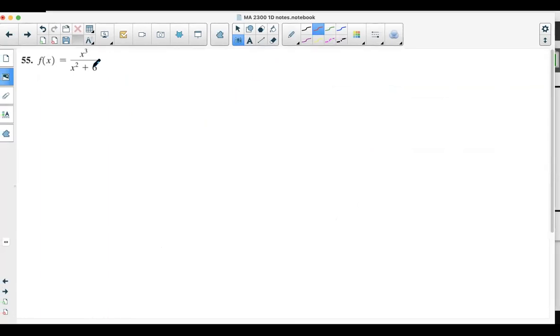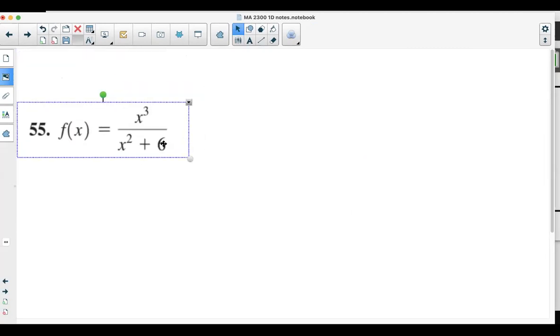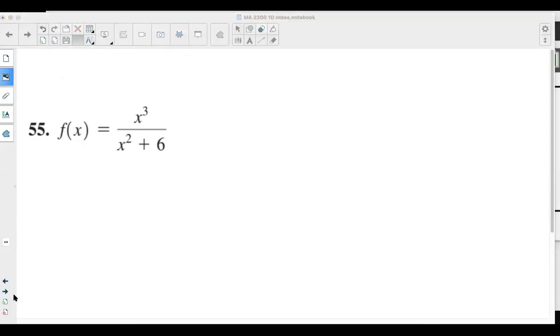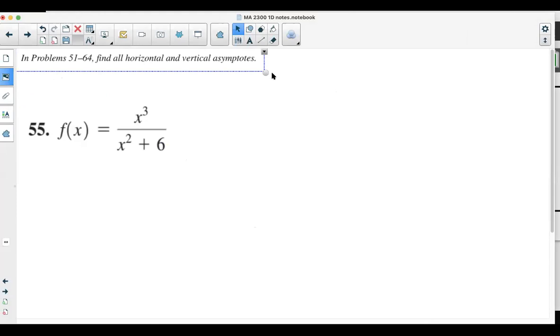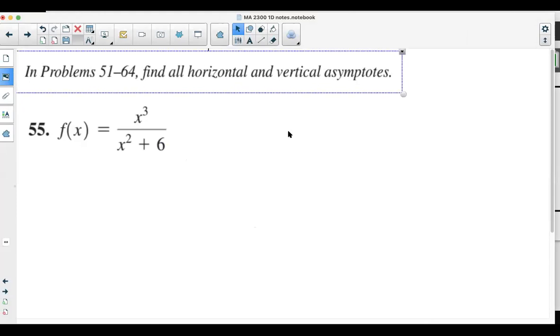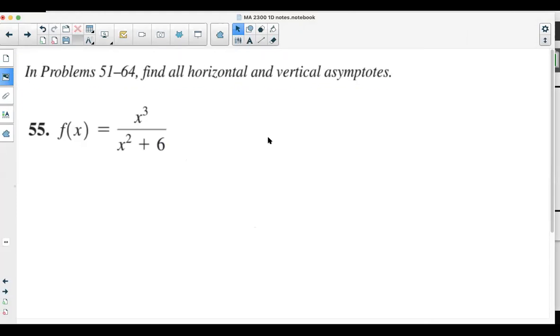In this case, the question is to find the horizontal and vertical asymptote. That was the question. You can do this one graphically using the calculator, that's perfectly fine, or another way is to use limits to justify those.